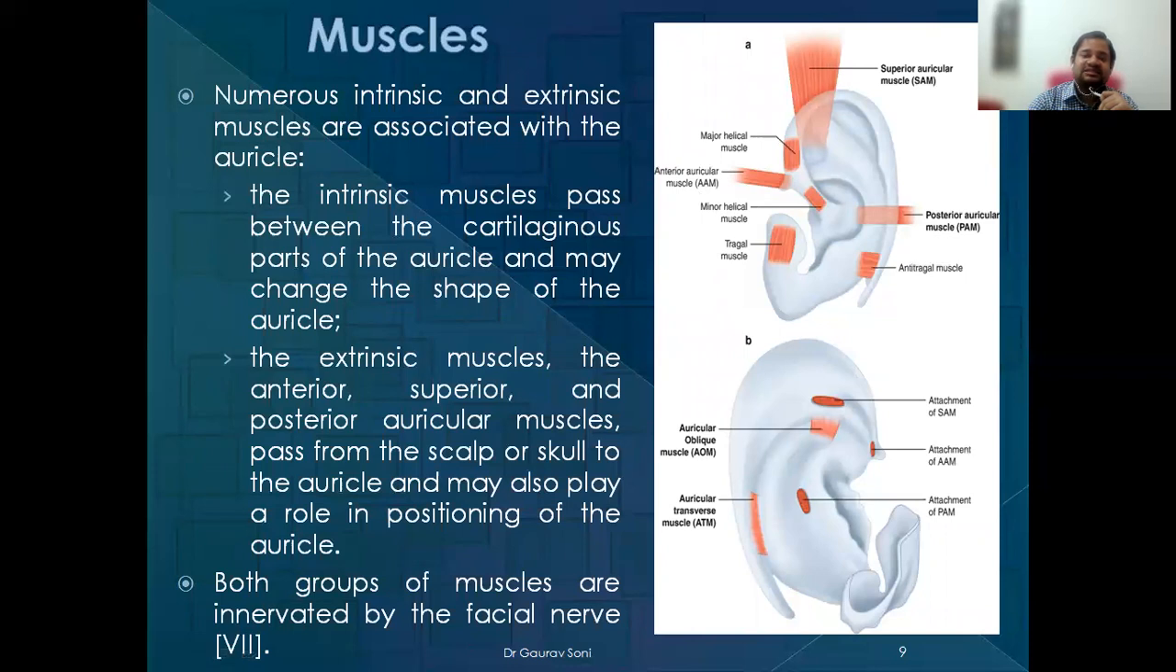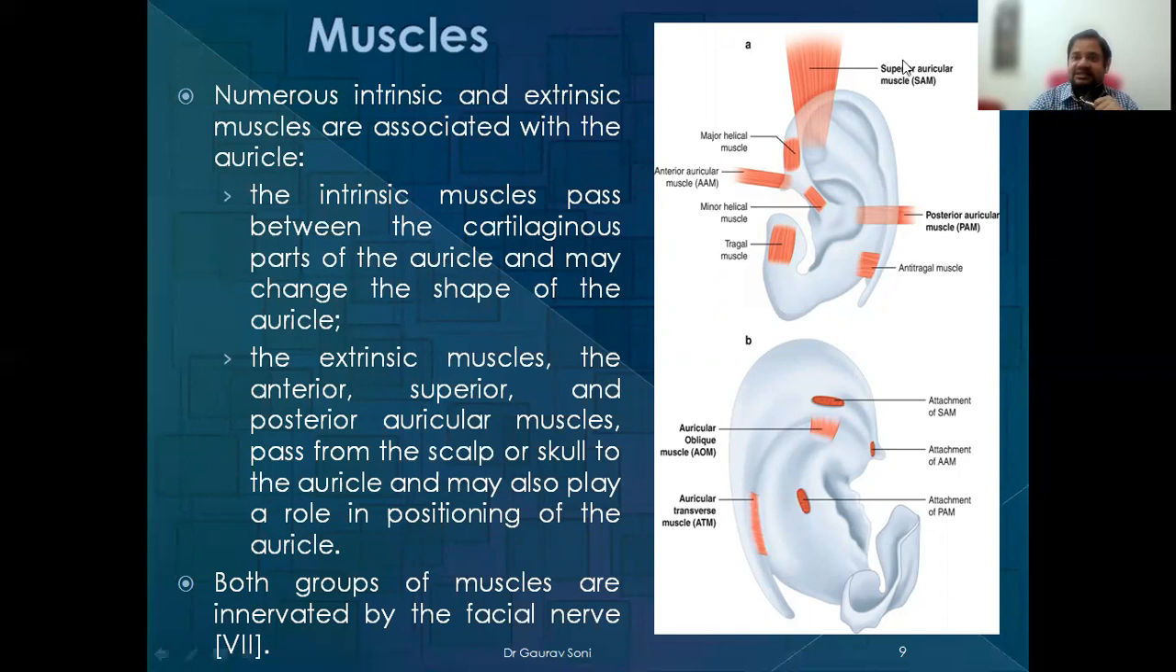Then let's see the muscles which are helping the auricle to perform its function. Basically, there are two groups, intrinsic and extrinsic. The intrinsic group passes between the cartilaginous parts of the auricle and may change the shape of the auricle. But the extrinsic group, which are three in number, basically anterior, superior, and posterior auricular muscles, pass from the scalp or skull to the auricle and may help in changing the position of the auricle. Both groups of muscles are innervated by the facial nerve.